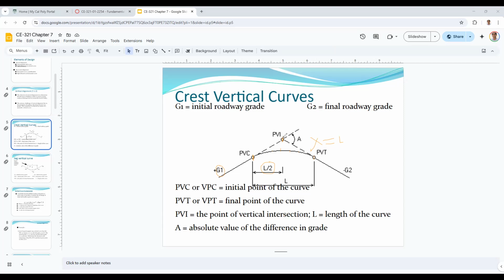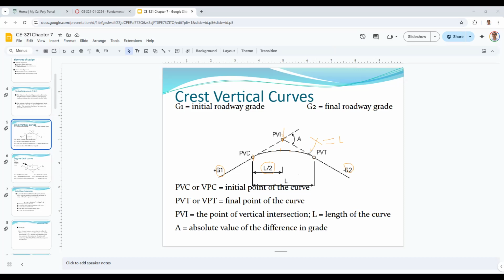And if we know the elevation of PVI, I can get the elevation of PVT as well, because if I know the elevation of PVI, I can use this G2 grade coming down and subtract from PVI L over 2 times G2. Okay, and I can get the elevation of these different points on the curves, especially PVC and PVT. I can use the slope of the tangents to figure out what those elevations are going to be.